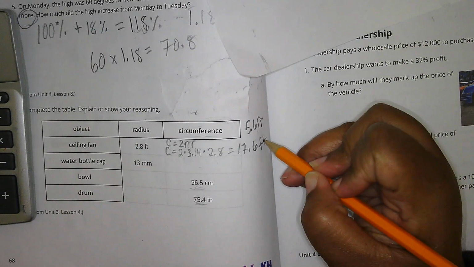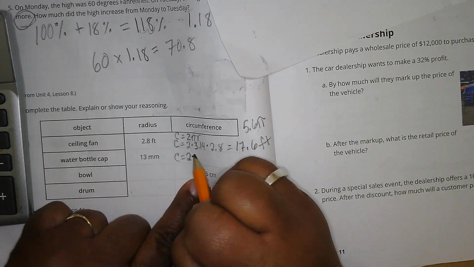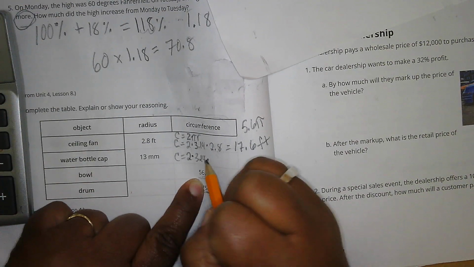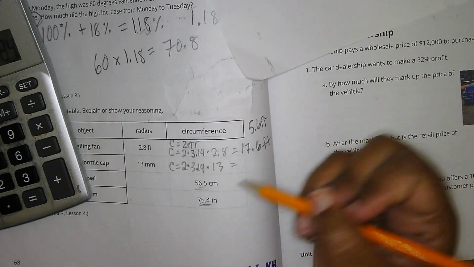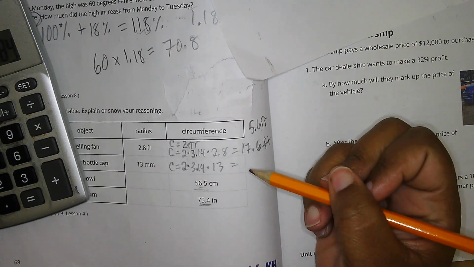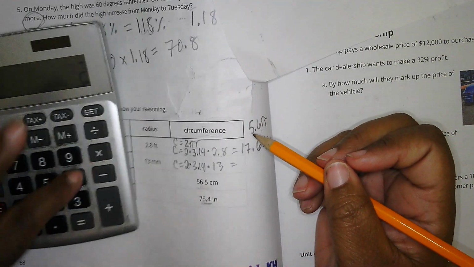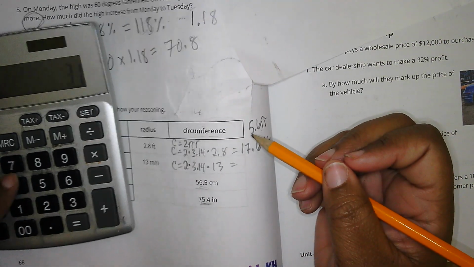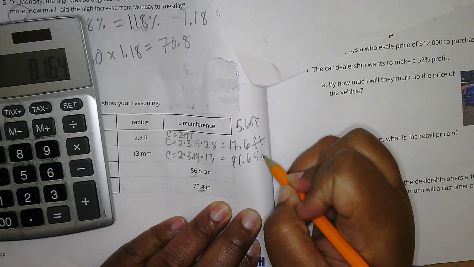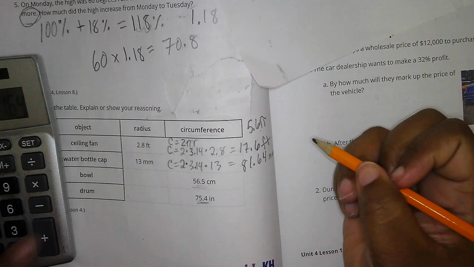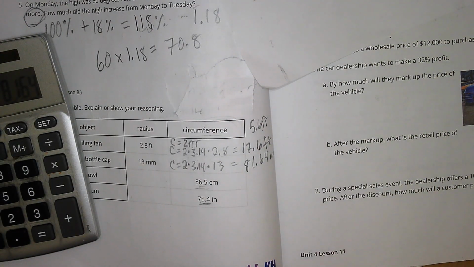That would be feet. Okay, the next one, circumference is 2 times, I'm going to use 3.14 as an approximation, times 13. If I wasn't approximating for pi, that would just be 2 times 13, which is 26 pi. But I'm going to approximate, so 26 times 3.14, and that gives me 81.64 millimeters. Okay. This time they gave me the circumference and I need to find the radius.